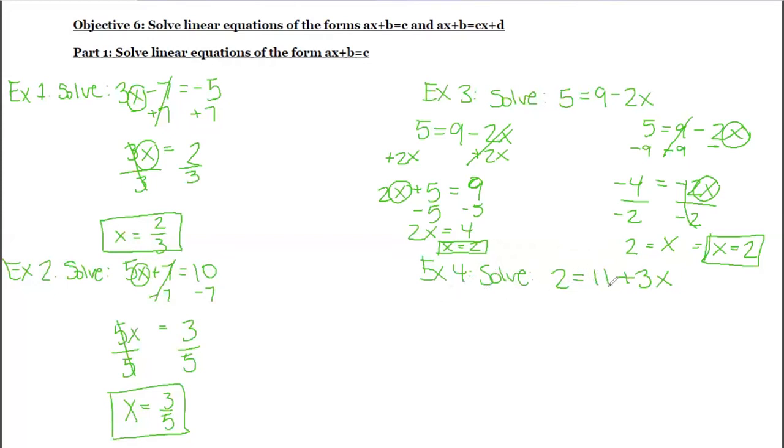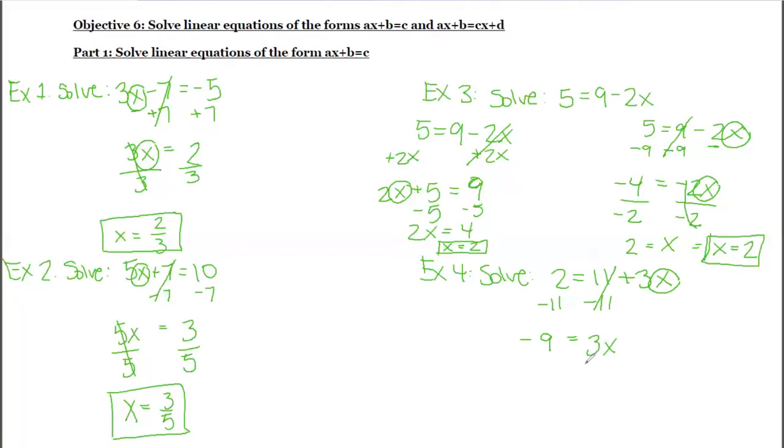We have 2 equals 11 plus 3x. All right, so we know we want to get this x by itself. So we can't mess with the 3 yet, but we can move this 11. This 11 is positive, so to move it, we need to subtract 11, okay? 11 minus 11 equals 0, and that's exactly what we want. So now 2 minus 11 gives us negative 9. And on the right side, we have 3x, okay?